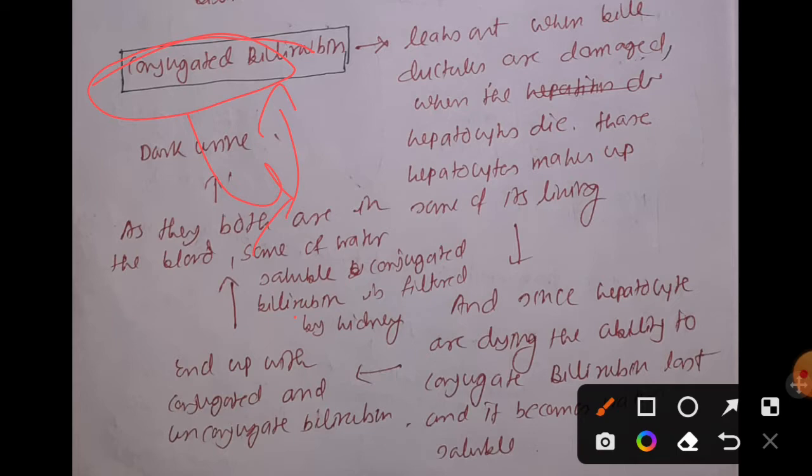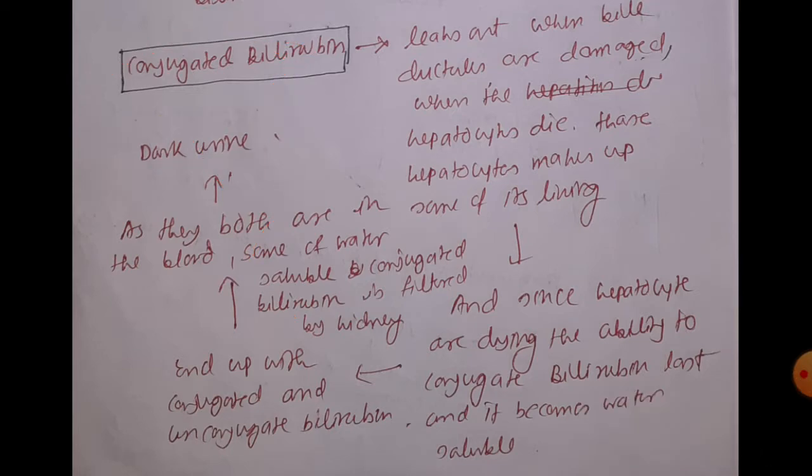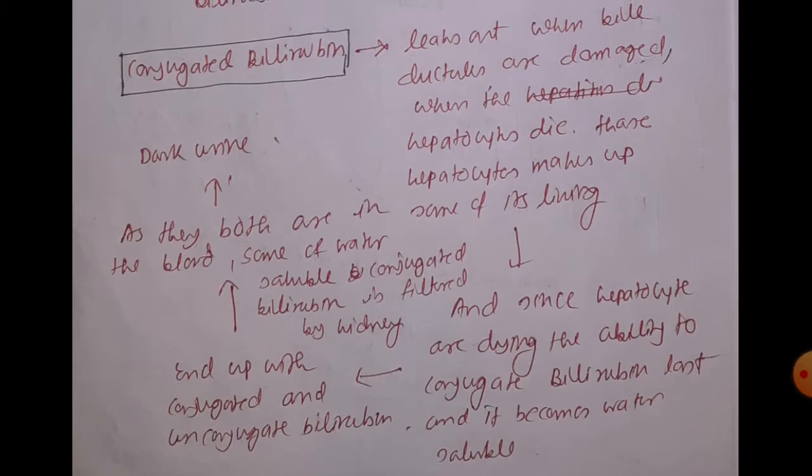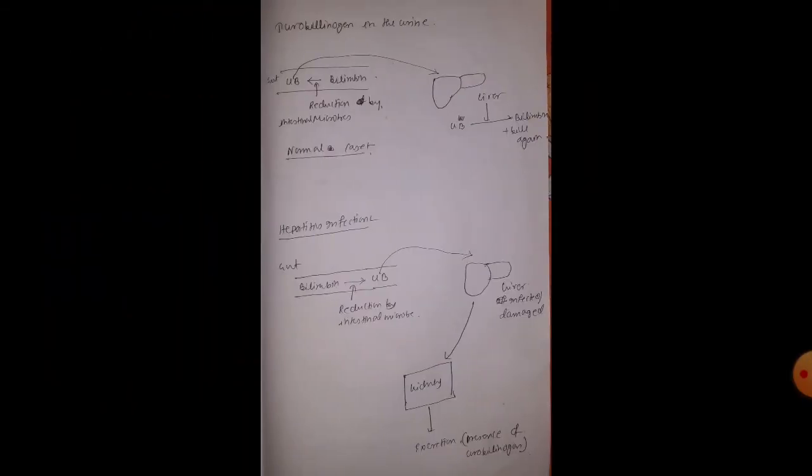Not only that, this conjugated bilirubin will be filtered by the kidney, and as a result dark urine will appear. Okay, dark urine may also appear due to damage to the hepatocytes during a hepatitis infection, and that is the mechanism that I have explained here, that will help you to remember or understand why the amount of dark urine is increasing.